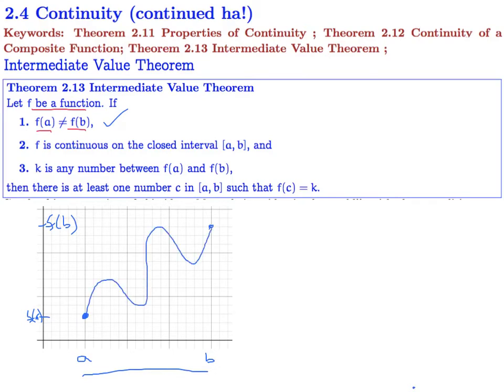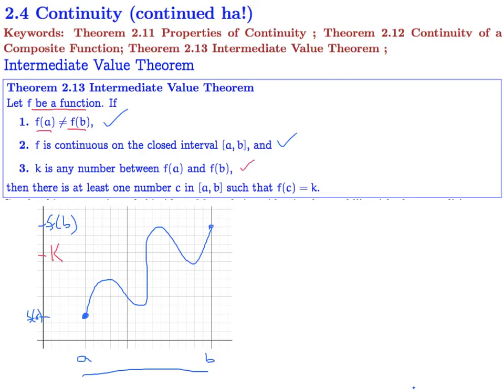I don't really know what it is, but that's pretty continuous, right? Every dot is filled in. There are no open circles. There are no breaks in my graph. I was able to draw it in one smooth motion. So part 2 is checked off. Third, k is any number between f of a and f of b. So what this means is I'm going to go on my output axis, my vertical axis here, and I'm going to pick anything I want. Let's pick a nice k, say, here.